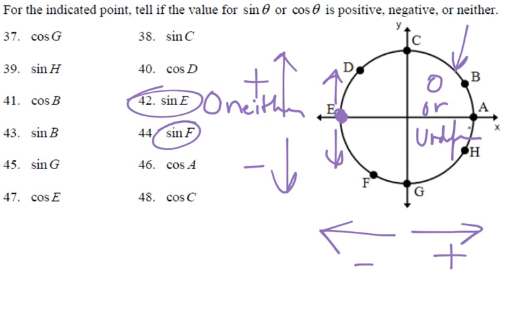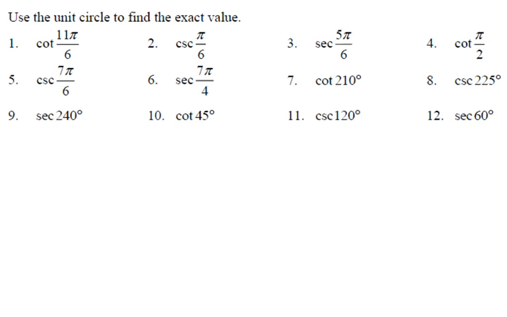Okay, sine of F. F is down here, you go down, that's negative. Cosine of A. A is here on this x-axis, but cosine to the right is positive. Right, that's a 1, positive 1, so it would be positive. Okay, so I think you guys can handle those ones just as easily.